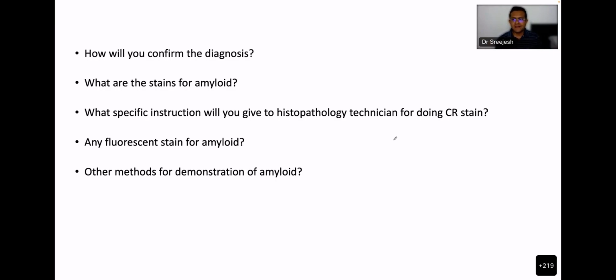Electron microscopy can be done. Yes, the fibrils have a particular character in electron microscopy, so you can do electron microscopy. So there's a cytochemical stain, then you have immunohistochemistry, then the next step is electron microscopy, fine.